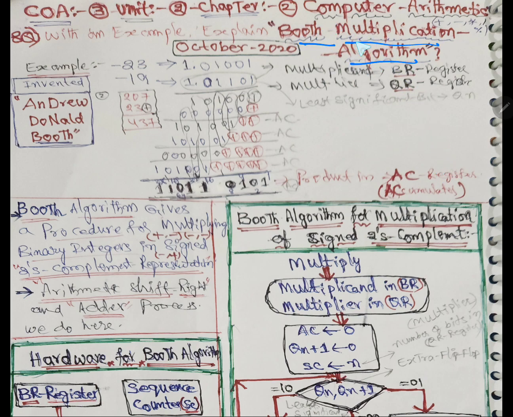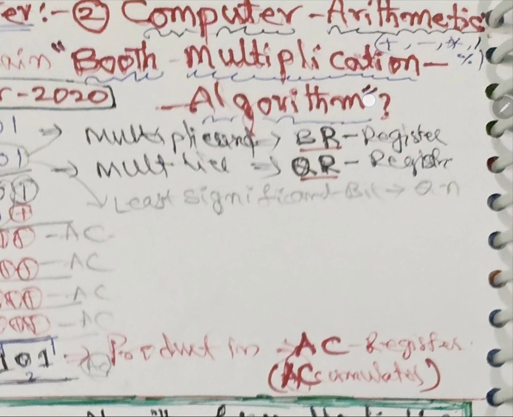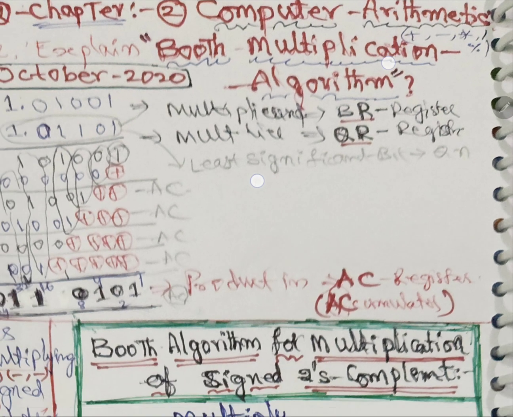Booth multiplication algorithm is a topic from computer arithmetic. I already told you, arithmetic means mathematical calculation: addition, subtraction, multiplication, and division. Outside the computer, we know these very well on pen and paper from elementary school. But inside the computer motherboard, how will it be performed? Now we are going to see it with binary values.